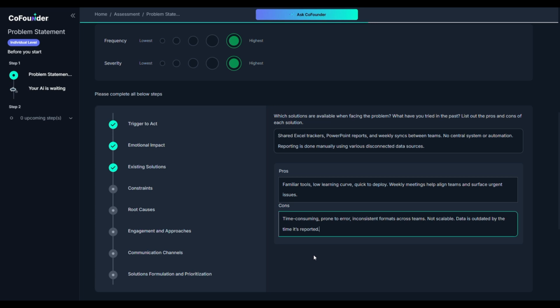Cons? It's all manual. It takes hours. And it doesn't scale. By the time we compile the data, it's already out of date.